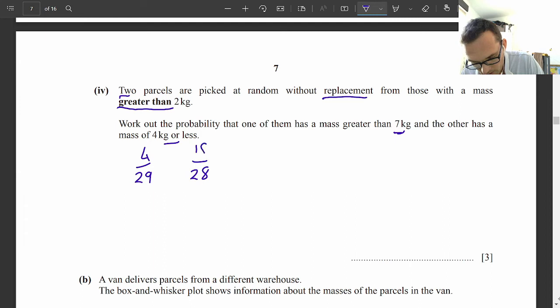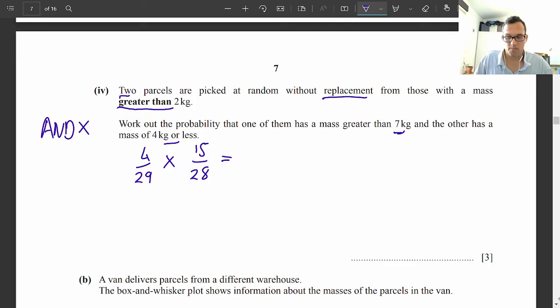Next, remember both of these things need to happen. So that's the AND rule. The one and the other, that means we multiply them together. So let's do that quickly. That gives me 15 out of 203.